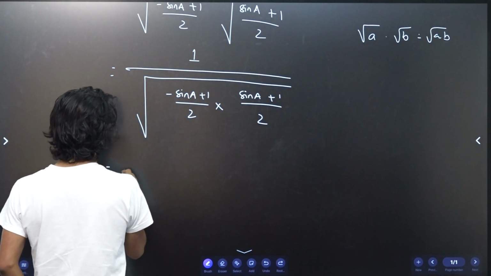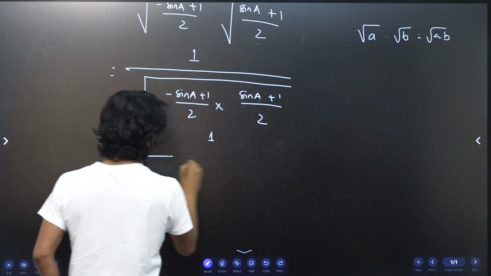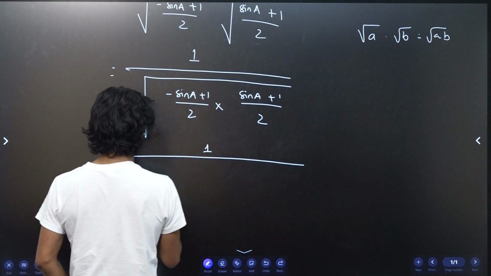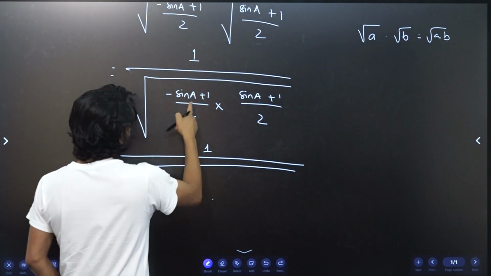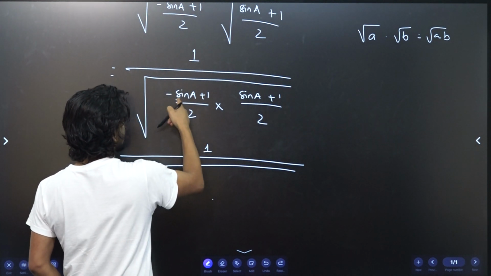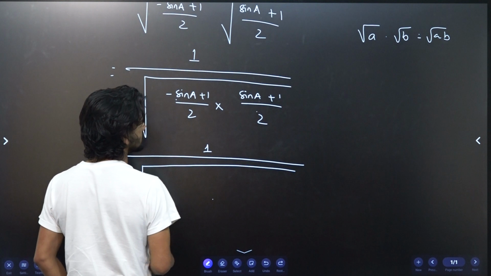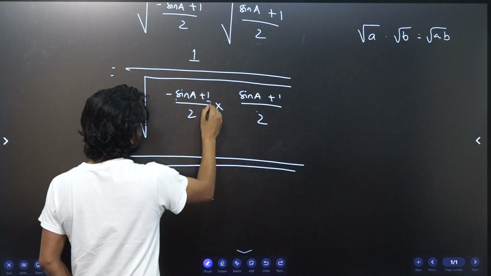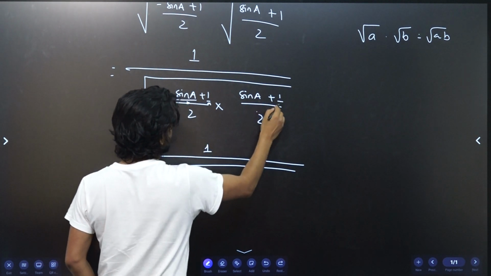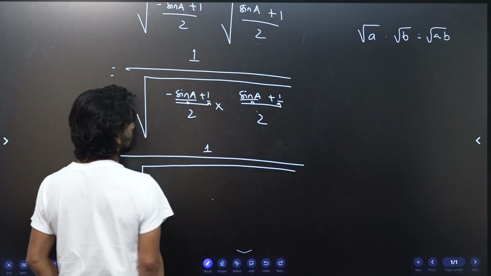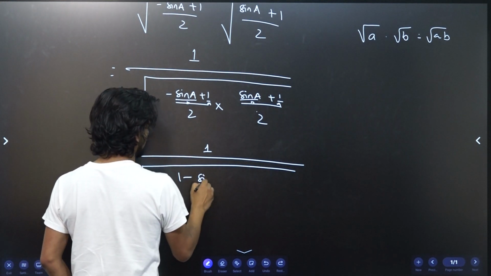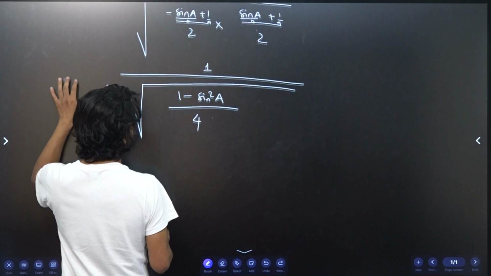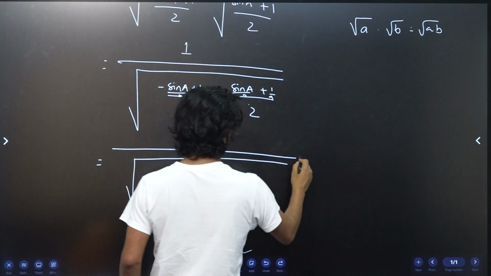So we get the product (1 − sin A)(1 + sin A) divided by 4. Think about it like (a − b)(a + b): 1 minus sin² A, divided by 4. Then I can write it here as 1 divided by root of (1 − sin² A)/4.